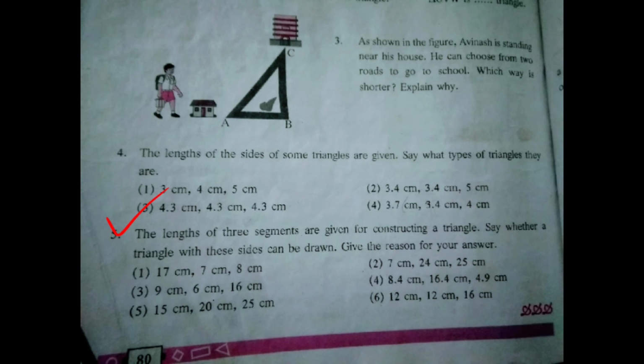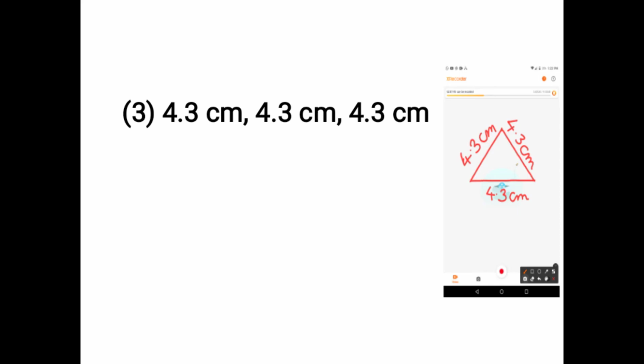Next, the third one, 4.3 centimeter, 4.3 centimeter, 4.3 centimeter. All three sides are equal. If all three sides are equal, which type of triangle is it? Whether it is isosceles, scalene or equilateral. If all three sides are equal, it is an equilateral triangle.